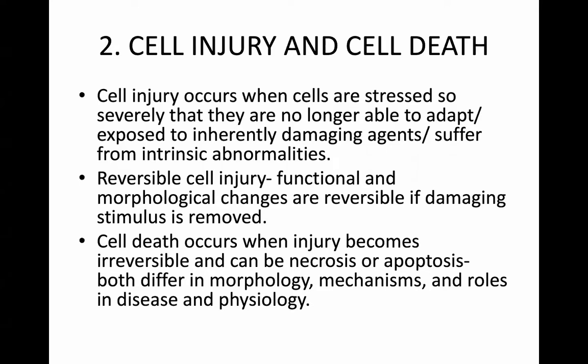So you have reversible cell injury, where the cell will be functional but will have morphological changes that are reversible if you remove the stress or the strain or the toxic chemical that's affecting the cell. Cell death occurs when the injury becomes irreversible. And there are important features to note that come up when cell death becomes inevitable.